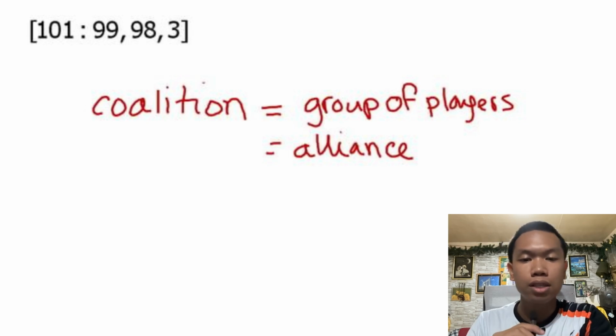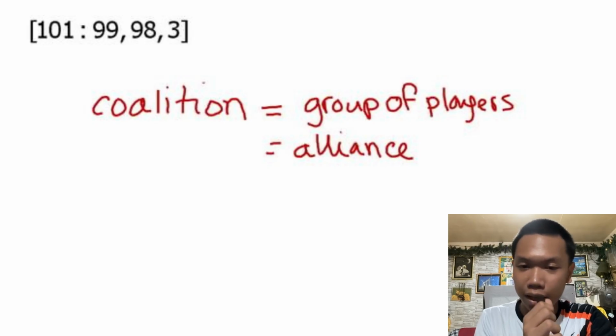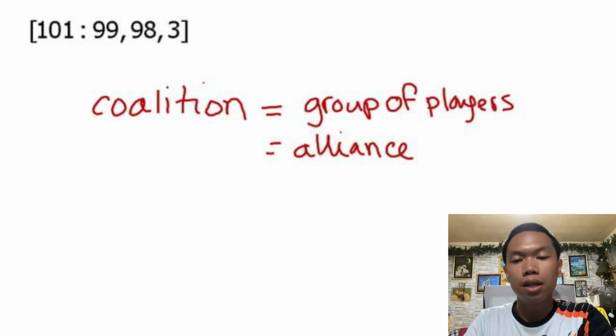Now, let us solve this step by step. The quota here is 100. The player votes: player 1 has 99, player 2 has 98, and player 3 has 3. Since both player 1 and 2 already have close to 100 votes, they can win with almost anyone. And here we use the Banzhaf Power Index.